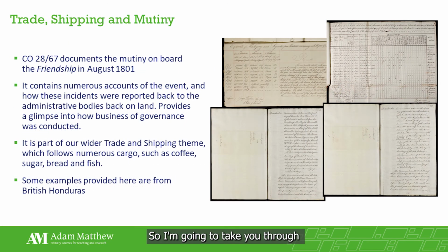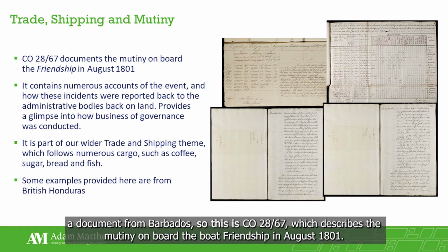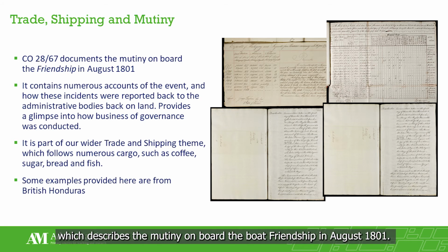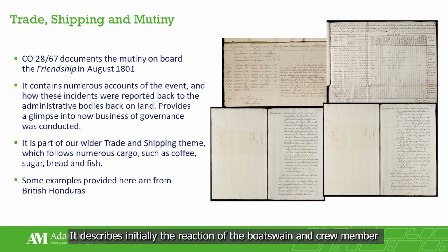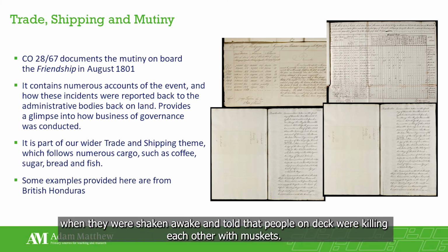I'm now going to take you through a document for Barbados. This is CO 2867, which describes the mutiny on board the boat Friendship in August 1801. It describes initially the reaction of the boatswain and crew member when they were shaken awake and told that people on deck were killing each other with muskets.